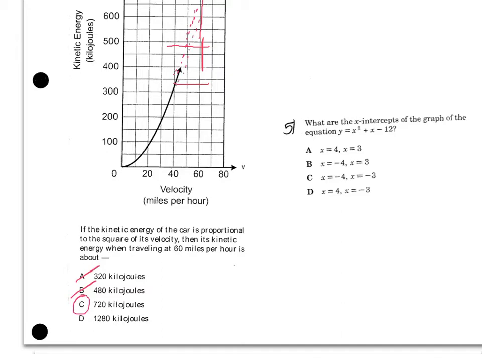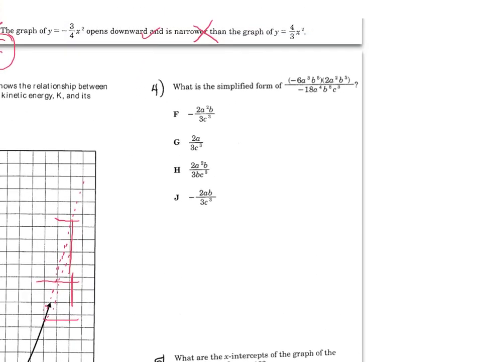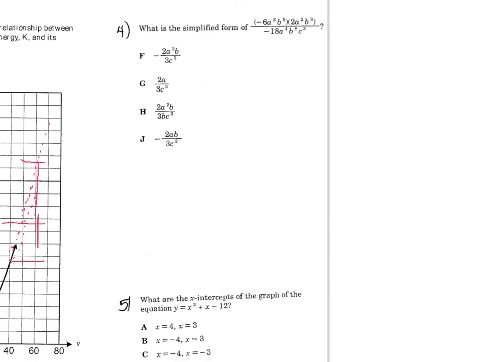Okay, so let's go on to number 4. All right, number 4. What is the simplified form of this rational right here? Okay, so let's go ahead and write it out in expanded form. I'm first of all going to simplify the top part, and it looks like I'm multiplying. I don't have an exponent on the outside, so I'm just going to go ahead and multiply that.